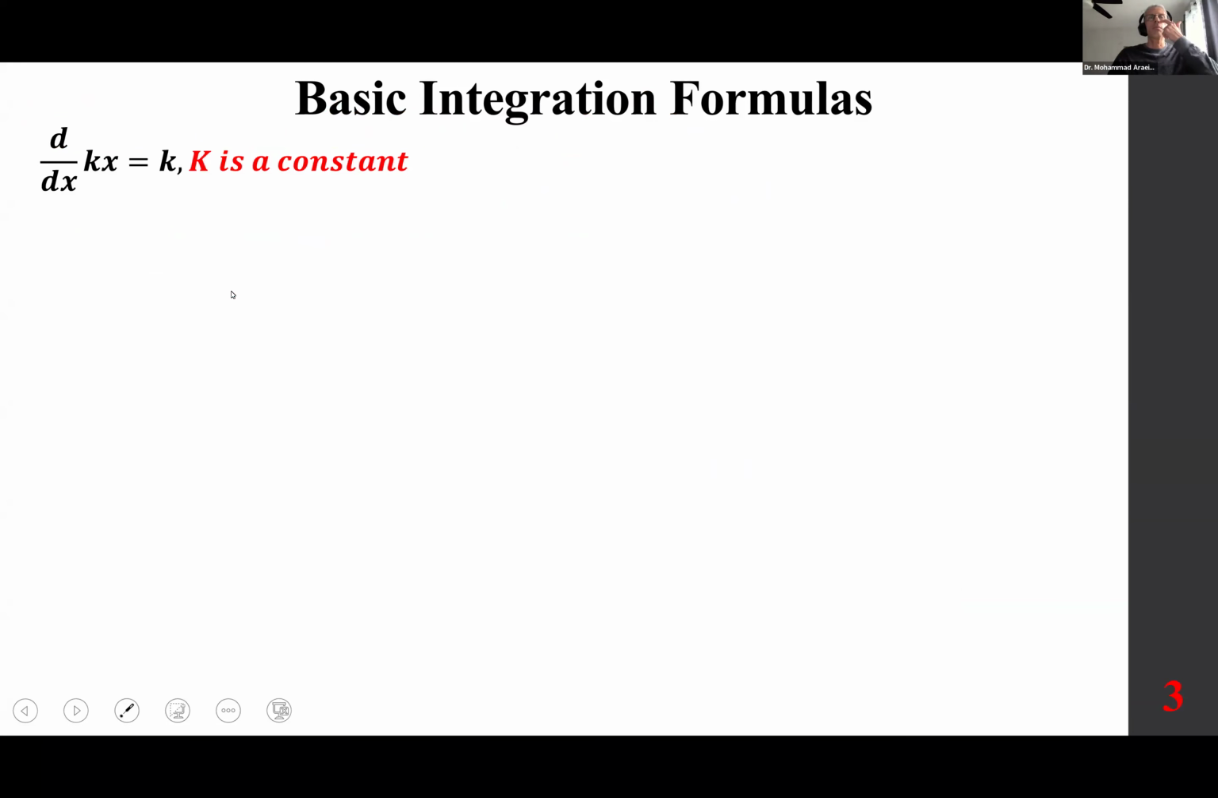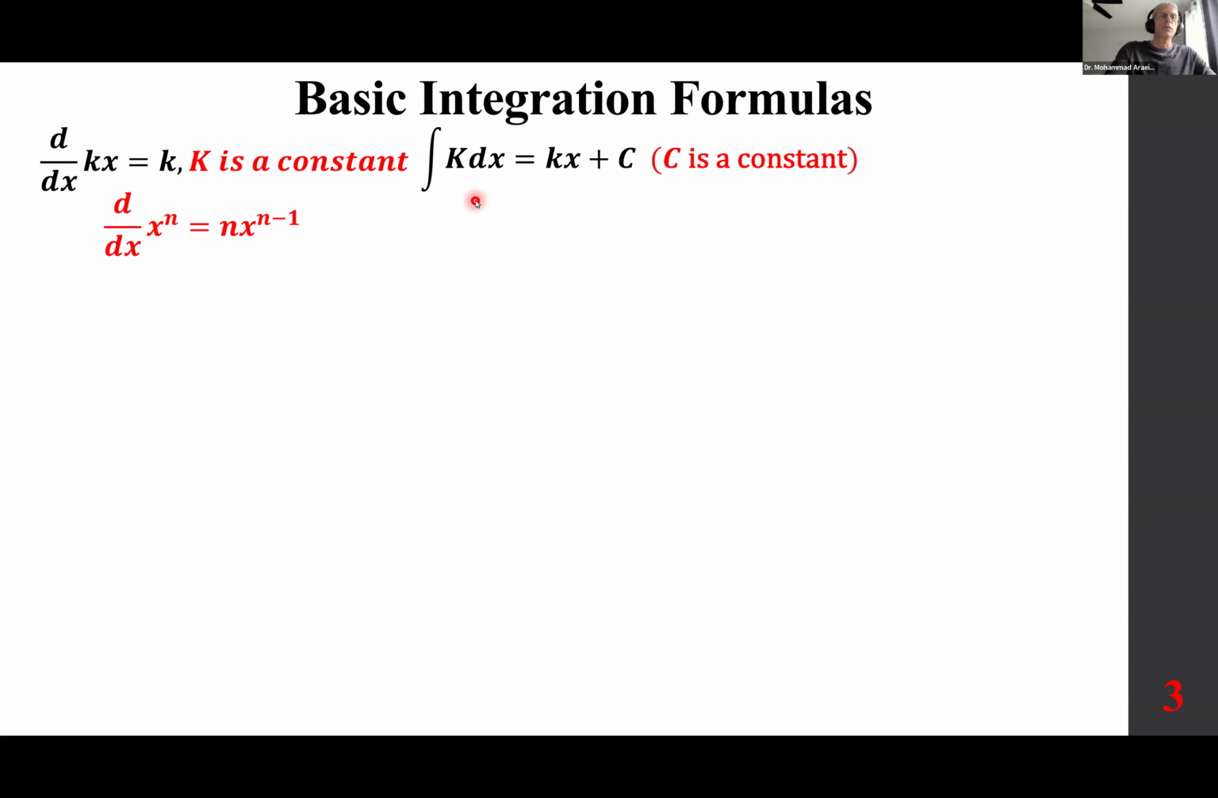So, reminding you of the basic integration formulas: the derivative of kx, where k is a number, a constant, is k. Therefore, the reverse process, the integral of k dx, must be kx plus c. The derivative of x to the power of n is n x to the power of n minus 1. That's the power rule for differentiation. Therefore, the integral of x to the power of n dx should be 1 over n plus 1, x to the power of n plus 1, plus a constant. Needless to say, n can't be negative 1 because it makes this denominator 0.